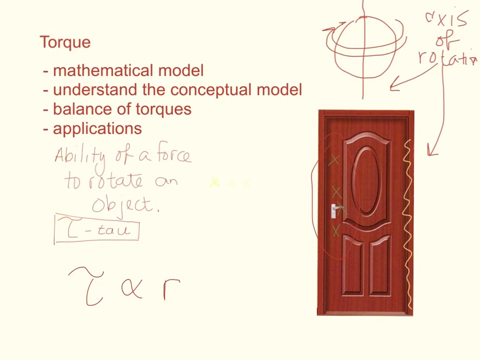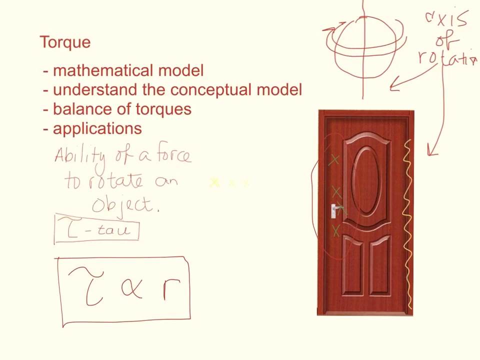Now, you may have noticed the trend here with these little proportionality statements: when both variables are in the numerator, that implies they have a direct relationship. There's no exponents, no fractions, nothing else. So that means when R goes up, torque will go up, R being the distance away from the axis of rotation. When I push further away from the axis of rotation, the torque is more.